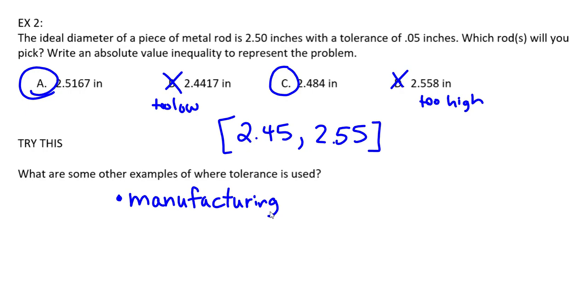Where? Food is a great example. Yeah. What'd you say, Dylan? Do I need to write it down? No, don't worry about it.